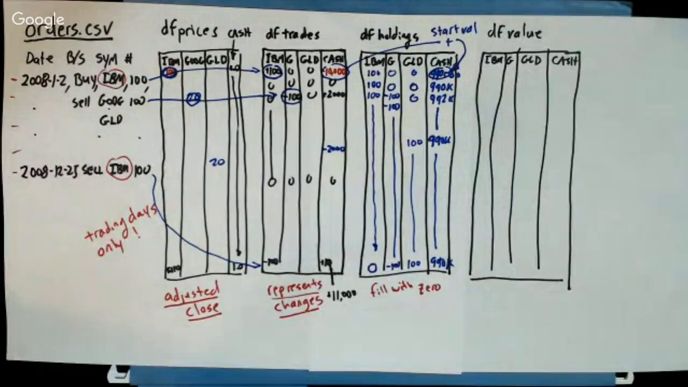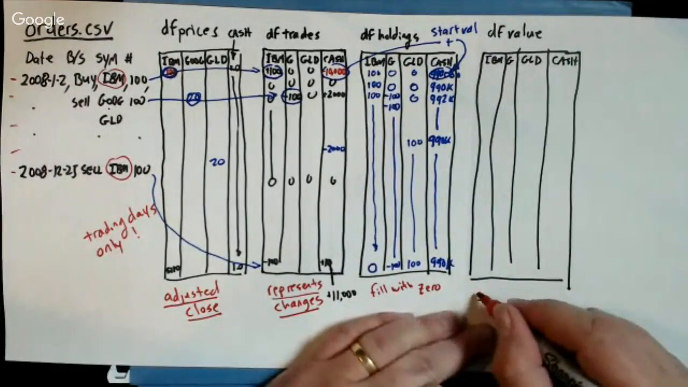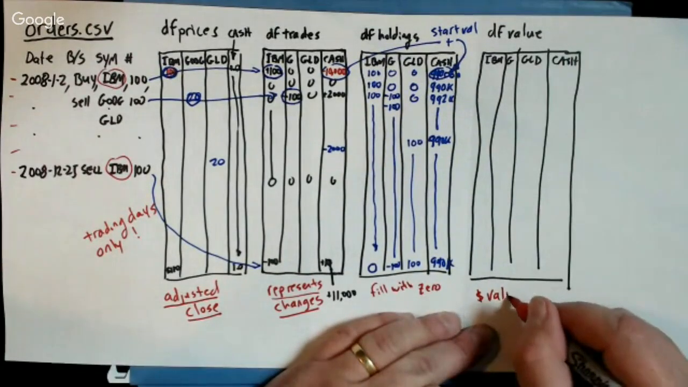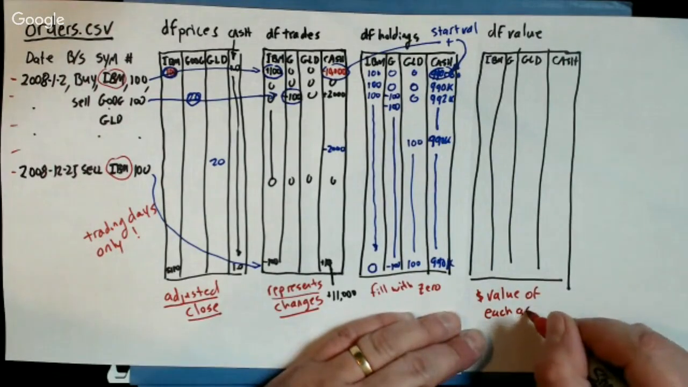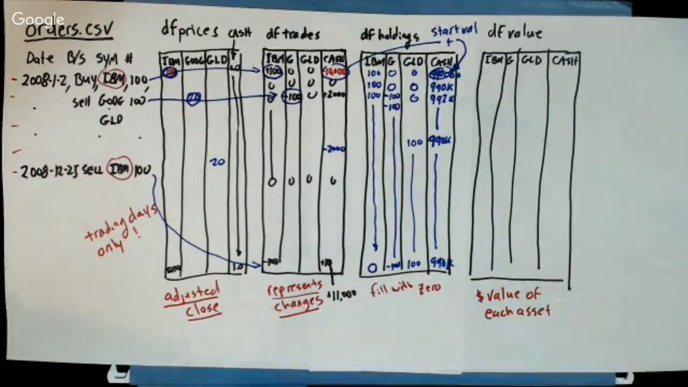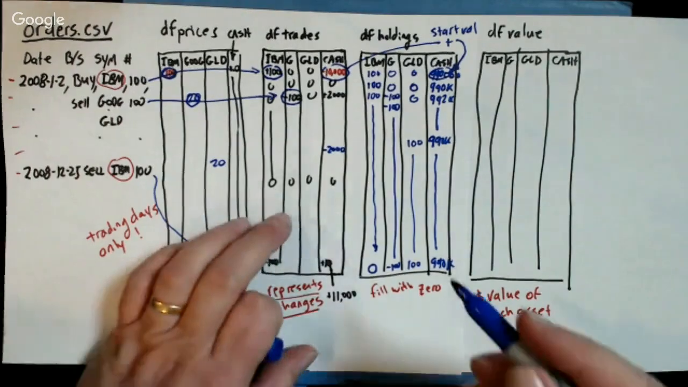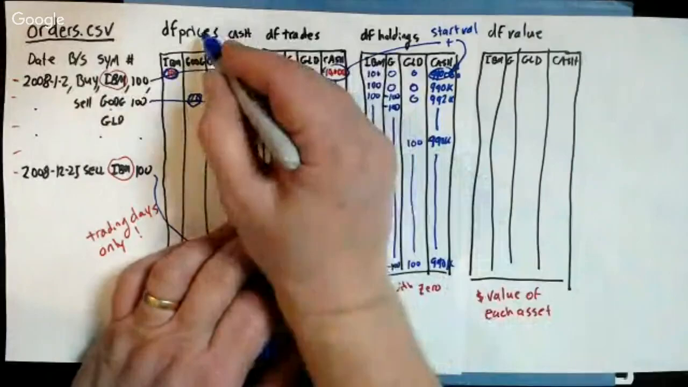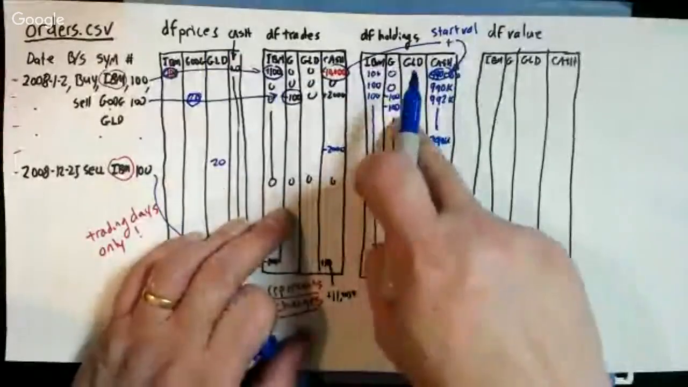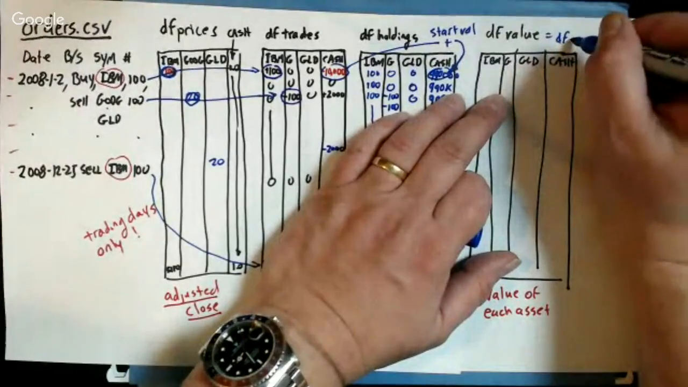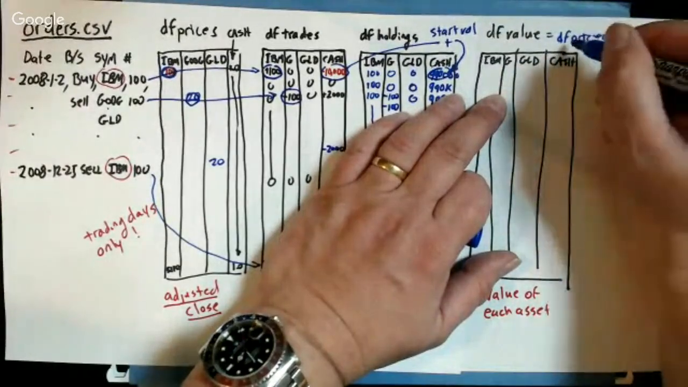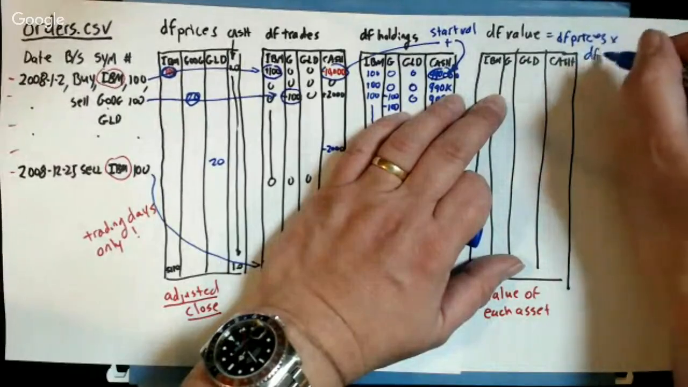And let me write on the bottom. So this represents the dollar value of each asset. Okay, how do you calculate that? Easy. It's just prices times holding. DF prices times DF holdings.